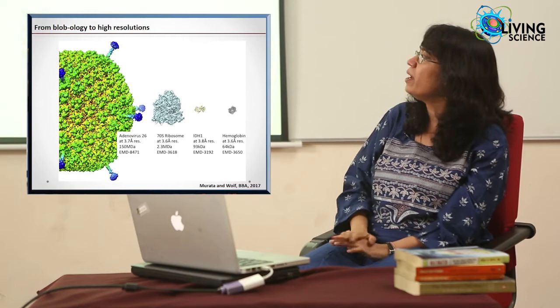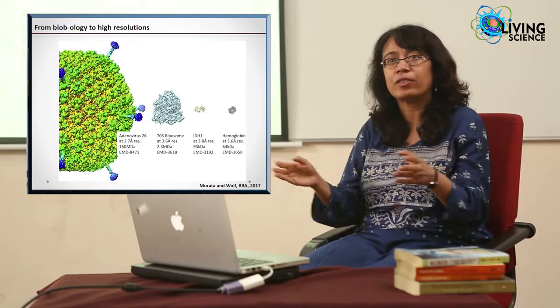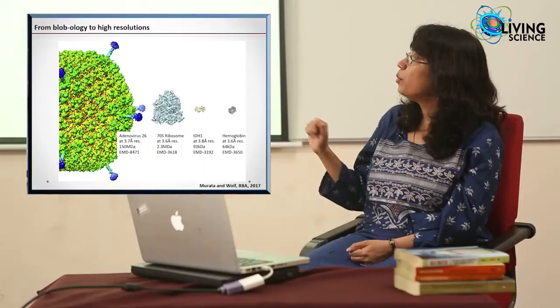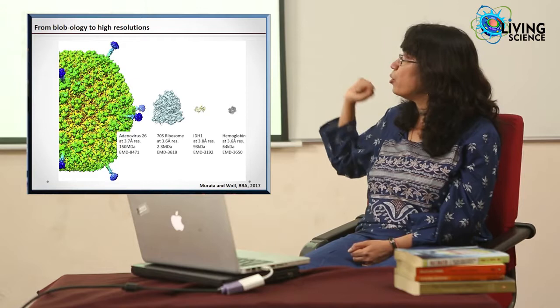And also, initially, it was limited to very large molecules. Unless you had a large virus or a protein complex above, let's say, 300 kDa, it was very difficult to visualize that molecule using electron microscopy. But now, with the improvement in the technique, one can look at large protein complexes like adenovirus, the ribosome, but also smaller proteins like isocitrate dehydrogenase, which is a 93 kDa protein molecule.